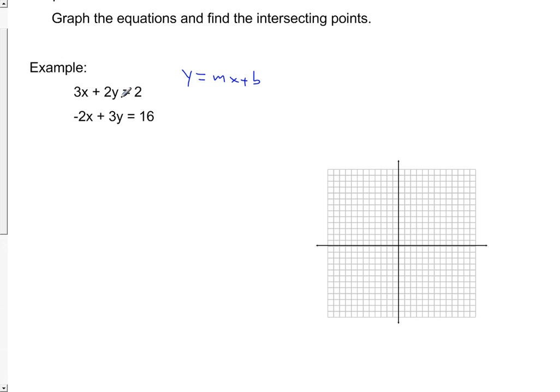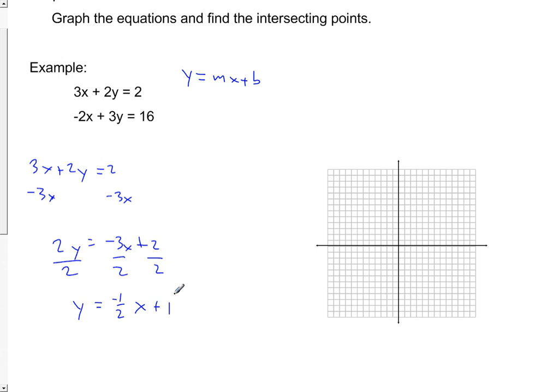So if I put each one into slope-intercept form, I take the 3x plus 2y equals 2. I'm going to subtract the 3x here, and I get 2y equals negative 3x, because I want to write the x term first, plus the 2. And then I divide by 2, and I'm going to divide each term by 2. And I get y equals negative 1/2 x plus 1. Now that equation is ready for graphing.